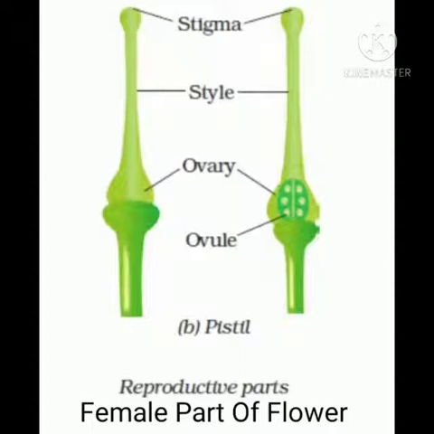Style. Style is a long tubular structure which connects stigma to the ovary and provides passage to the pollen tube. Third part is ovary. Ovary is the swollen basal part of the pistil which contains female gametes, that is ovules. So this is all about the different parts of the flower.